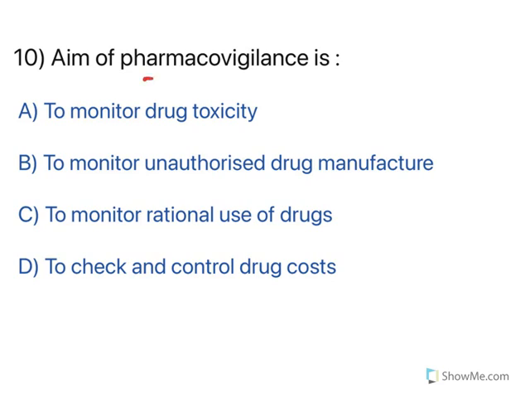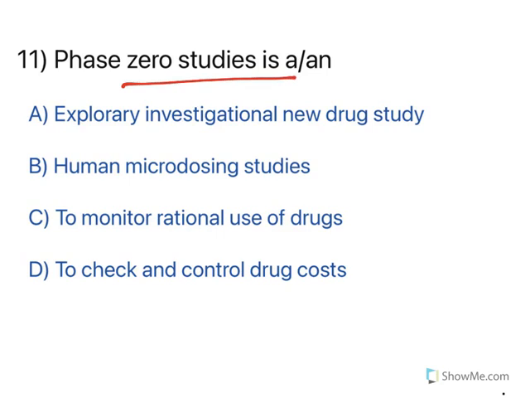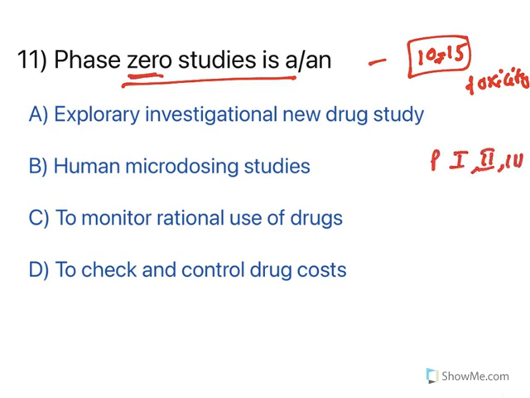Moving to the next one. Now, aim of pharmacovigilance. Vigilance means monitoring. The major aim of pharmacovigilance is to monitor drug toxicity. Next one. Phase 0 studies. See, phase 0 studies is carried out on very few population, like 10 to 15 volunteers, and very small doses are given to find out the toxicity of the drug. This is called phase 0. We know about phase 1, 2, 3, 4. But phase 0 is done before all these to confirm the toxicity, and very small amount of doses is given in very small population. So they are known as human microdosing studies because of small doses.